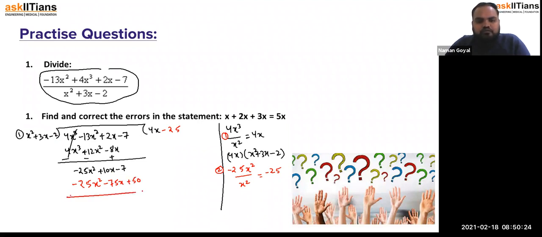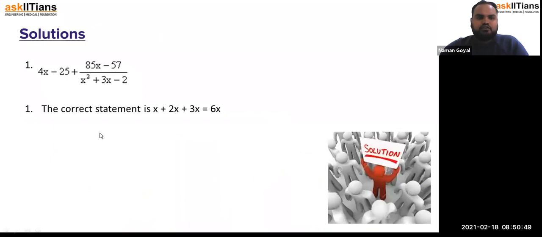Now we have to subtract this. This is plus, this is plus, and this is minus. This quantity cancels out. This becomes 85x, and plus 50, minus 50 minus 7 is minus 57. Now we are not going to do further because the degree of this divisor is greater than the degree of the remainder. So if you see, we got the same answer.